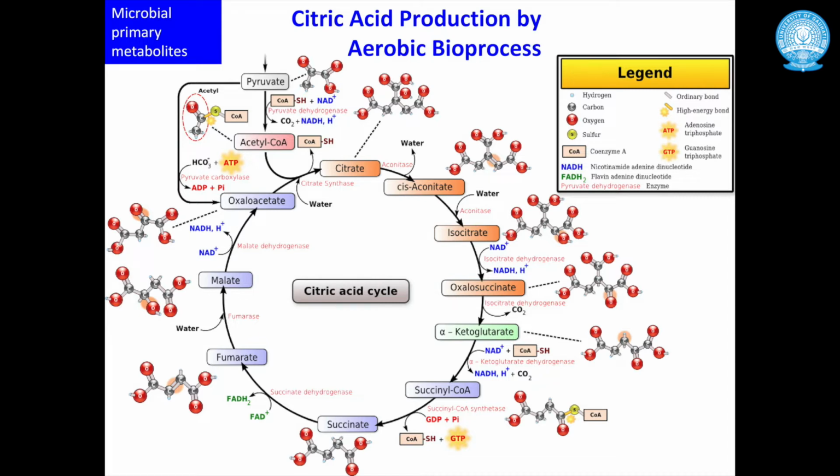Now, what kind of engineering they do in industries for the production of citric acid is detailed here. In this strategy, the microorganism used is Aspergillus niger. It is the main fungus which is used for the production of citric acid in industries.